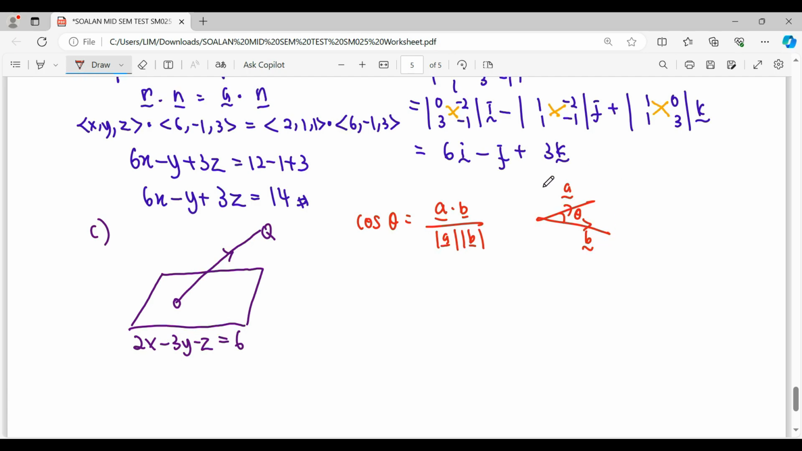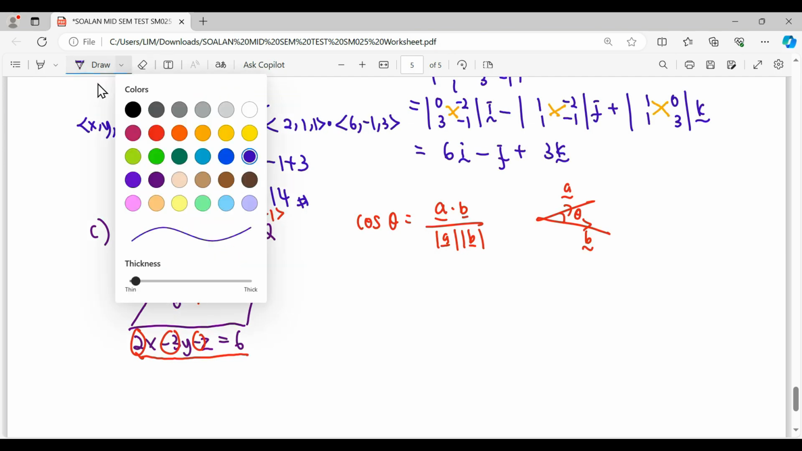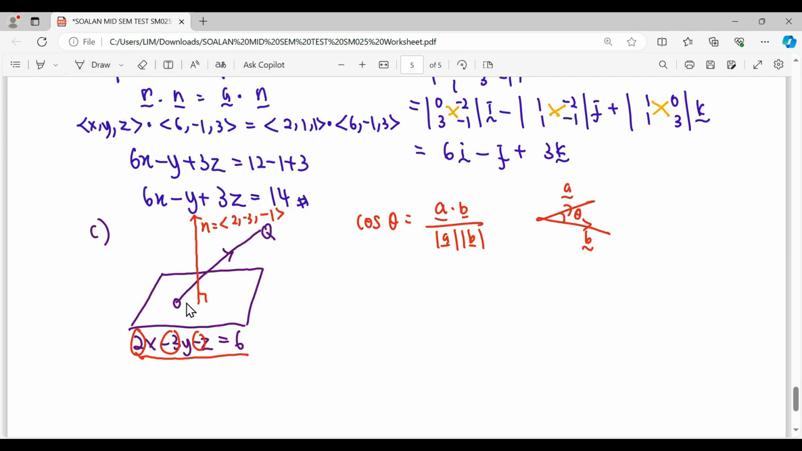We need to find this pattern in answering our questions. So in the plane equation, we can take out information where 2, -3, -1 means a normal coming out from the plane. So the normal coming out from the plane is 2, -3, and -1. So the angle between the plane and the vector here, you want to find this angle. So this is the angle between the line and the plane.